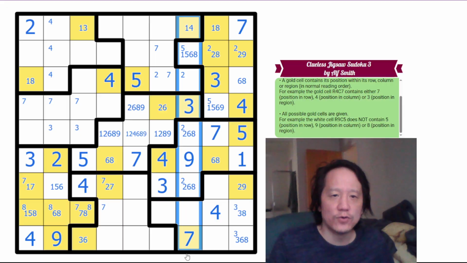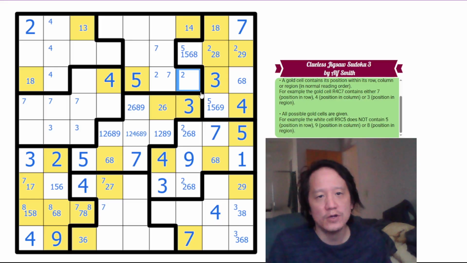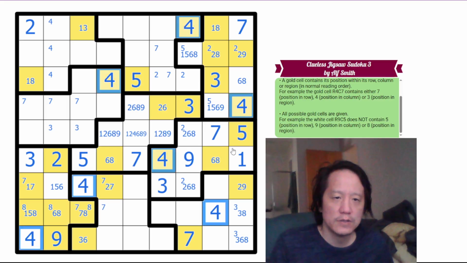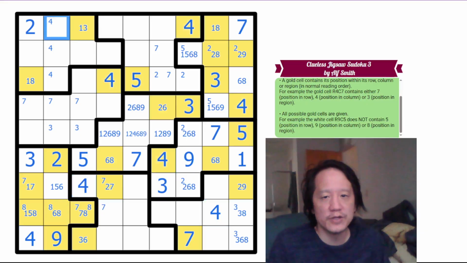Where is the 4 in column 7 now? Can't be here because of the 4 in the region. Can't be here because 4 in the region. This is filled out. Can't be 4 because of the 4 in the row. And this can't be 4 because 4 in the region. So this must be a 4 here. Okay. That eliminates 4 from this cell and this cell.